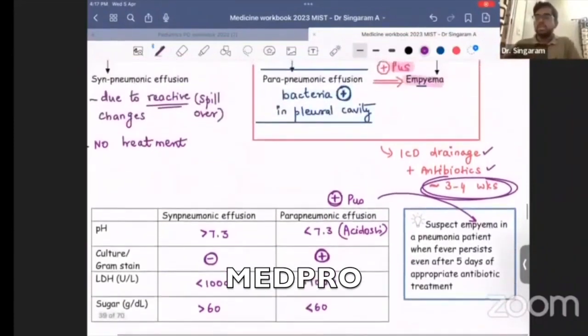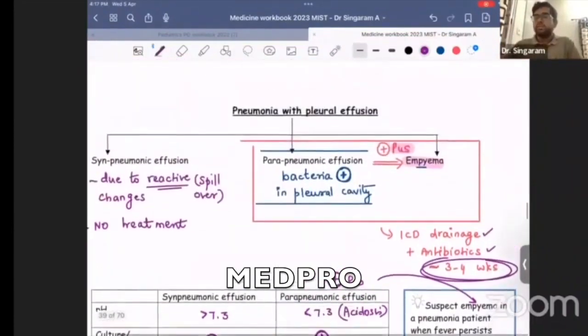Are you able to understand this? So this is a special topic of pneumonia with pleural effusion. Please try to understand the differences between the terms synpneumonic, parapneumonic, and empyema. I hope you're able to follow this, because the same type of wording can be given in your options also. You should not get confused. That is why I wanted to make it a separate topic and want you to remember the same. Is that clear, everyone? Are you able to follow this?